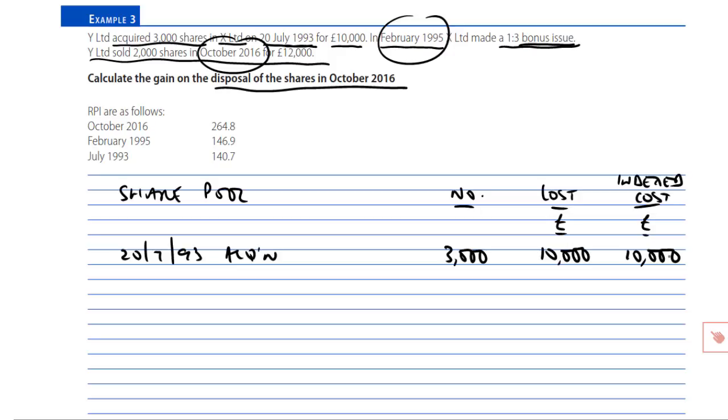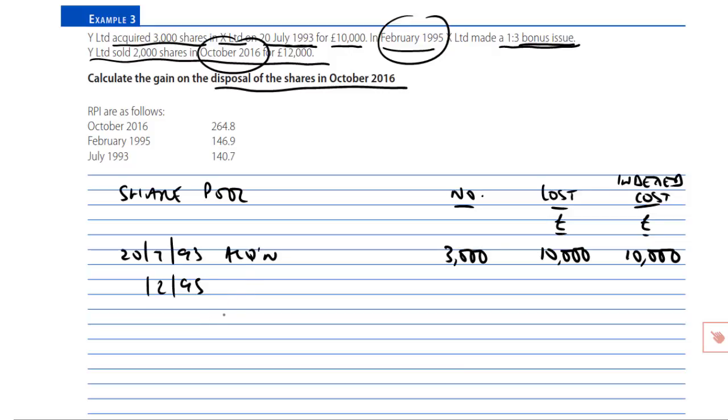The next relevant date was February 95. No, sorry, I beg your pardon, February 95, let me look at the wrong thing. February 95, where there was the bonus issue. I don't think I've got a specific date in February, so February 95.